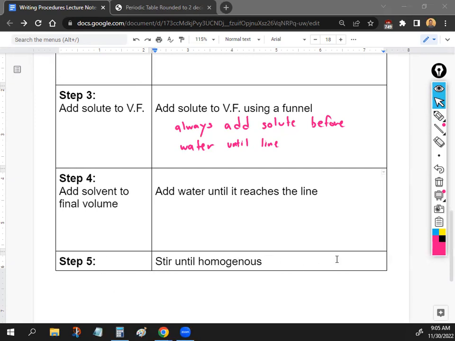All right, and then last step, you're just going to stir until homogeneous, basically until everything gets dissolved. Okay. And that's it. Those are the 5 steps that you're going to be using in order to make your solutions. Make sure you have those jotted down. This will be posted on Canvas for you to refer back to, because the next time that we meet, you're going to be actually making solutions, and I'm going to have you write the procedures for me before you actually make it.